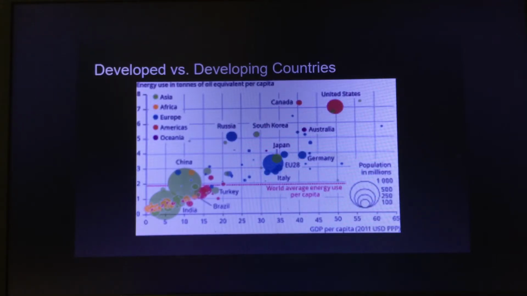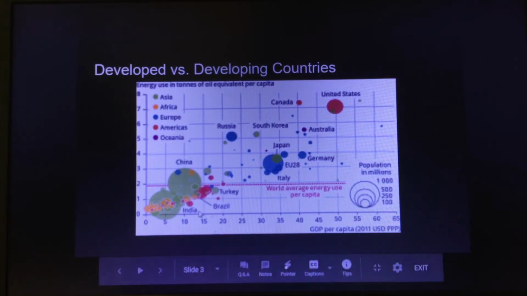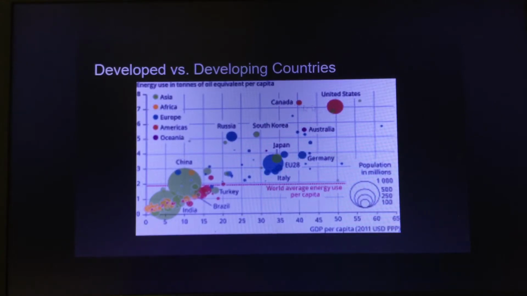And so you can see that they're showing the dots in terms of population and then also their energy use. So energy use in tons of oil equivalent per capita. Remember, we've talked about per capita before. That means per person. So when we look at this, we can see that the United States is really up there. Both Canada and the United States are really high in terms of energy use, tons of oil per person.